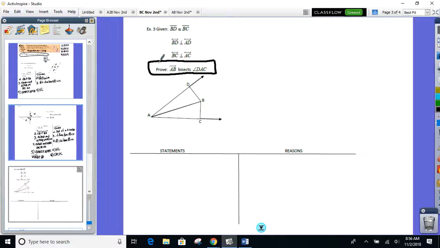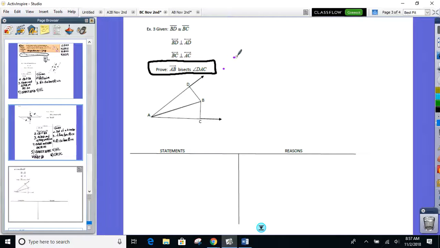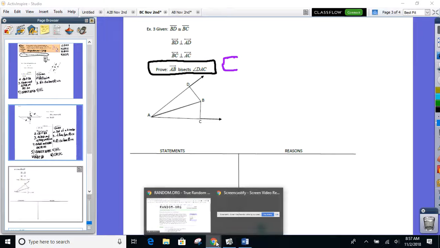Here's what I'm going to ask you right off the bat, before we touch the diagram or the statements and reasons columns. If you knew this was true, that AB bisected DAC, what could you tell me in return? If I told you that AB bisects angle DAC, what true fact could you tell me in return? And we should be at this point in the year that you could do that. All right. What could you tell me in return?